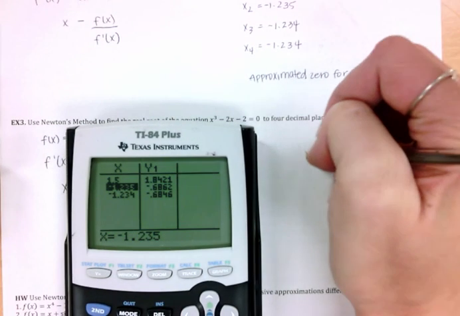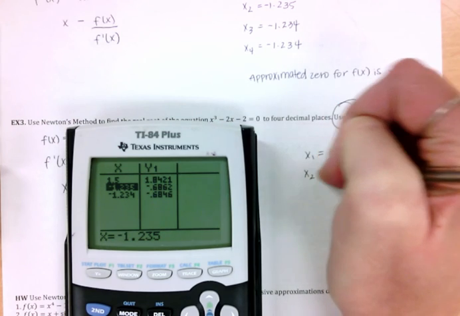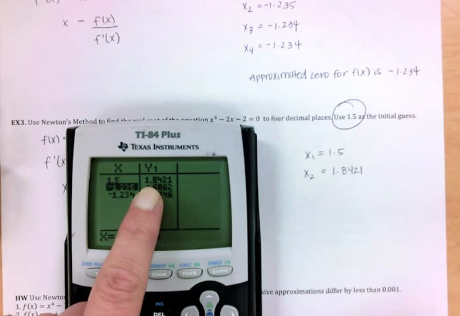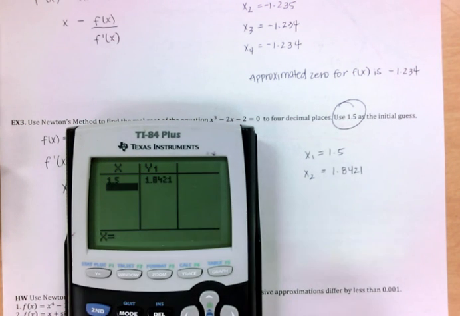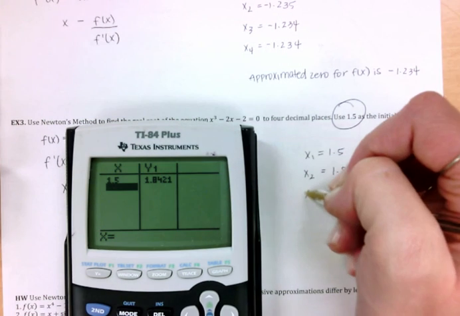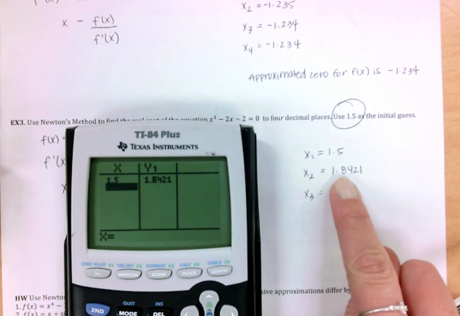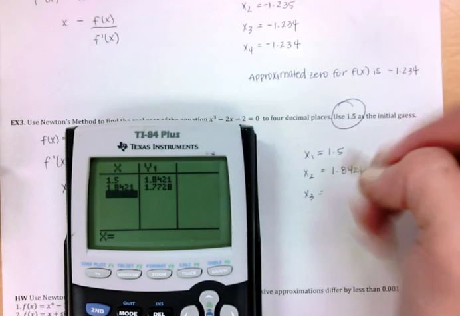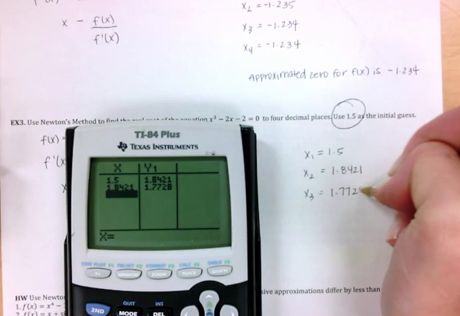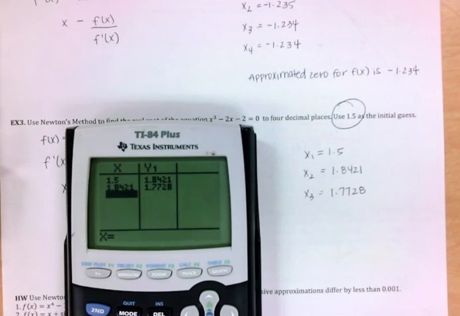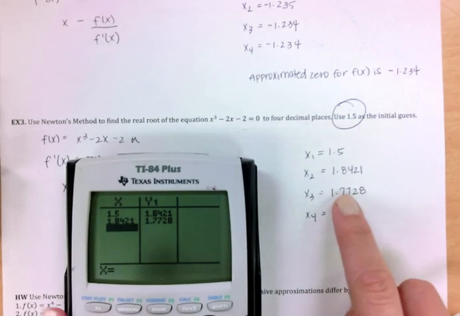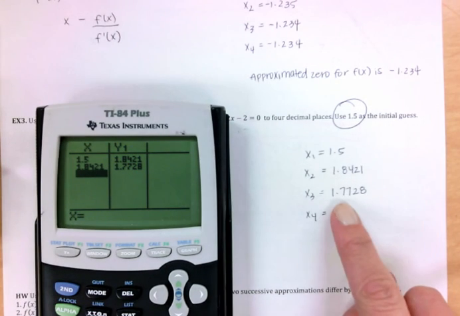Okay, when I have my initial guess of 1.5, my x2 came out as 1.8421. Okay, I'm just going to delete these so you don't get confused. Okay, then for my x3, I need to use that value. So now I plug in 1.8421. And now I know my x3 is 1.7728. Okay, now plug that one in. How far do we need to go? We need to be to 4 decimal places, so it needs to be even to 4. So these are definitely not close yet.